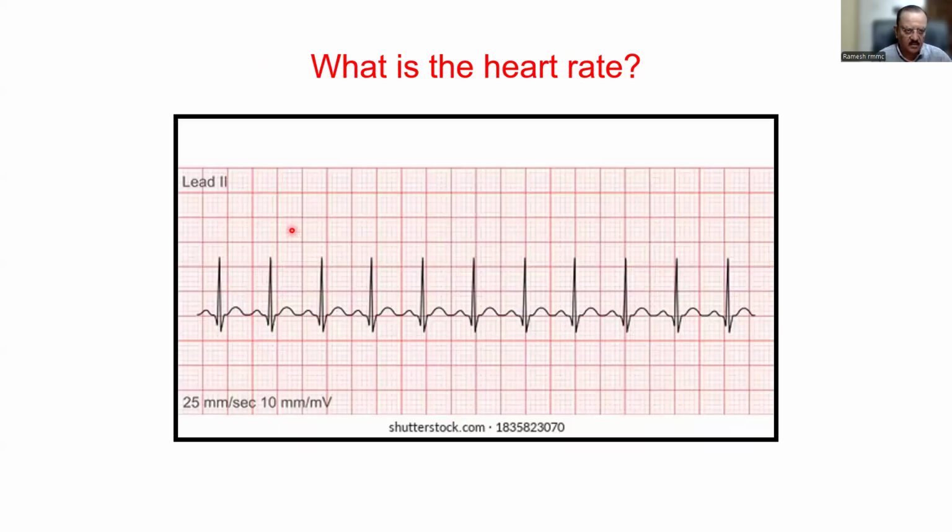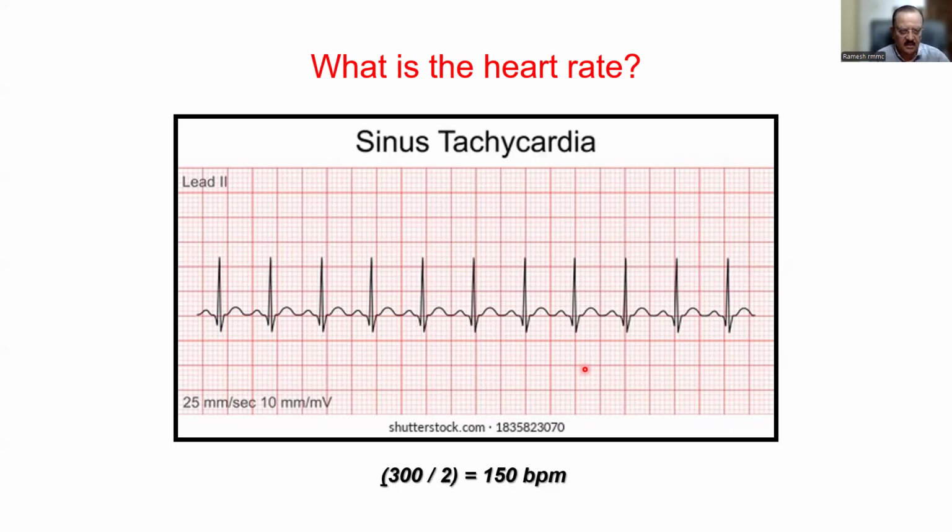Very good. What is the heart rate here? How many big squares are there between two R waves? 150. Correct. Heart rate is 150. Is it a normal or abnormal rate? What do you call it? Tachycardia. Very good. It is a tachycardia.